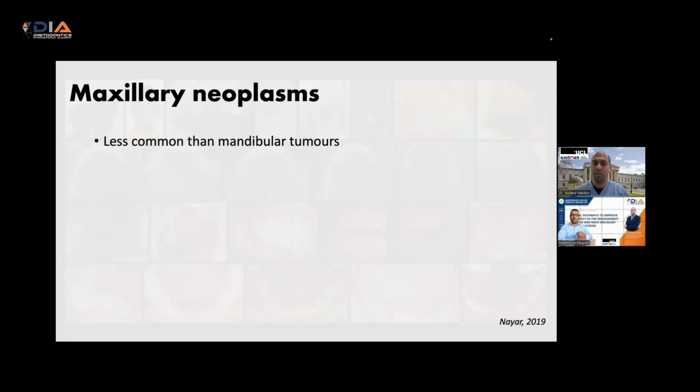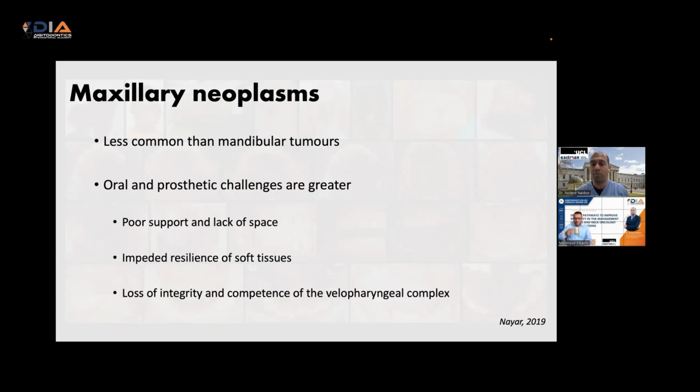So let's talk a little bit about the maxilla. Maxillary neoplasms, although they're less common than mandibular ones, present the greatest challenges to us as prosthodontists and to our patients, because when the defect is left, there's often a lack of support and a lack of space. The soft tissue that we're dealing with is less resilient than in other areas of the body, and the inability to form words and to swallow greatly affects the patient's quality of life, and this gives the patient more stress than most other areas of the body.